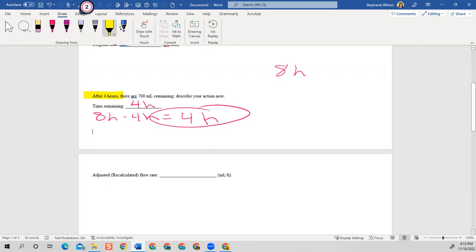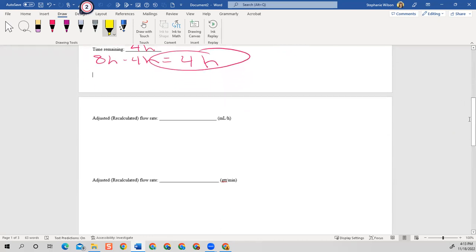Now we look at it and it says we have a volume of 700 milliliters. Well, we know there's a problem here, because if you were infusing 1,000 milliliters and the time is 8 hours to infuse for, and you've already taken up half the time, we should be down to half a bag. So there's something that happened, right? So we're going to have to do an adjustment here.